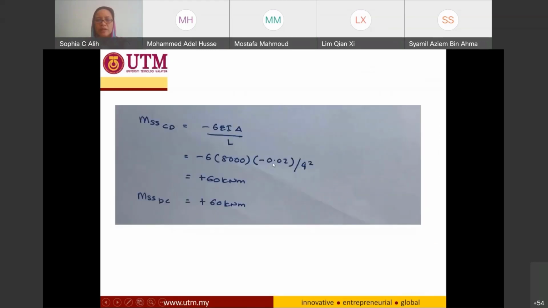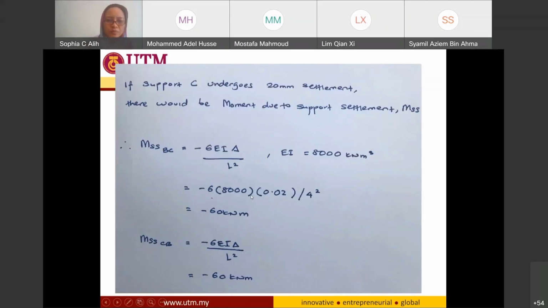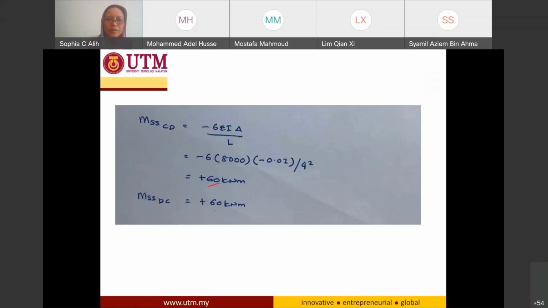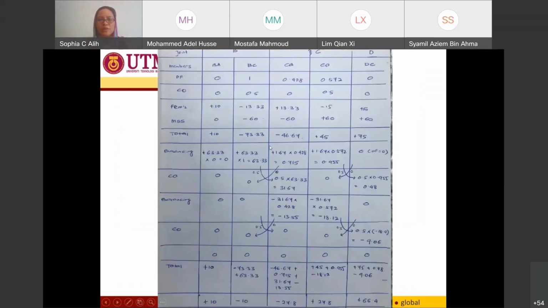So this one is going to be negative 0.02, and if you include it in your equation, you will have positive 60 kilonewton meter. Similarly, for MSSDC, you are going to have positive 60 kilonewton meter. So this value is the one that is going to be added in your column. Okay, only this one.